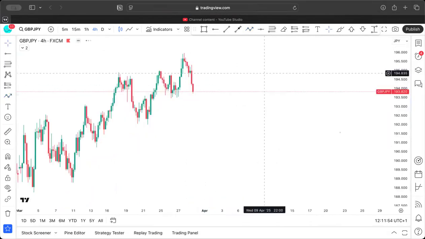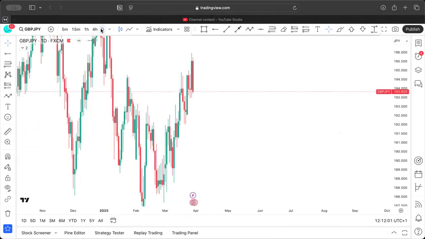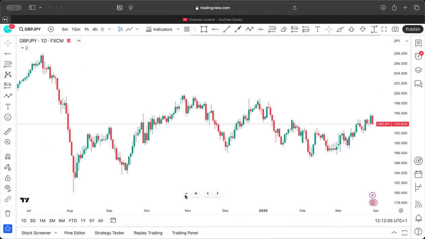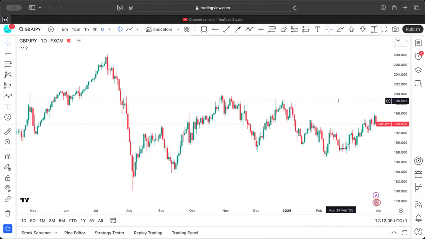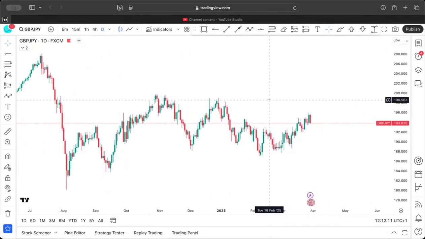Okay, so next on our list, we have GBP JPY, which is my favorite currency pair. Let's start from the daily time frame to see what the daily is doing. Personally, for me, on the daily time frame, GBP JPY is not trending. This is not a trending market.